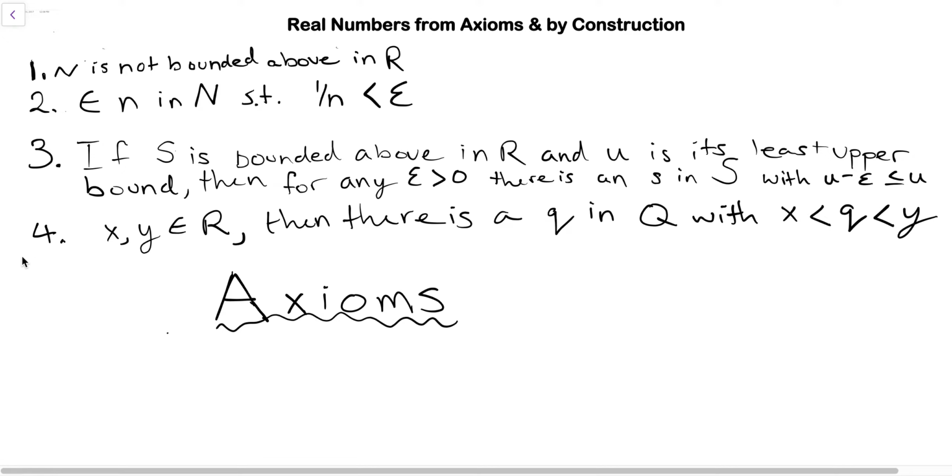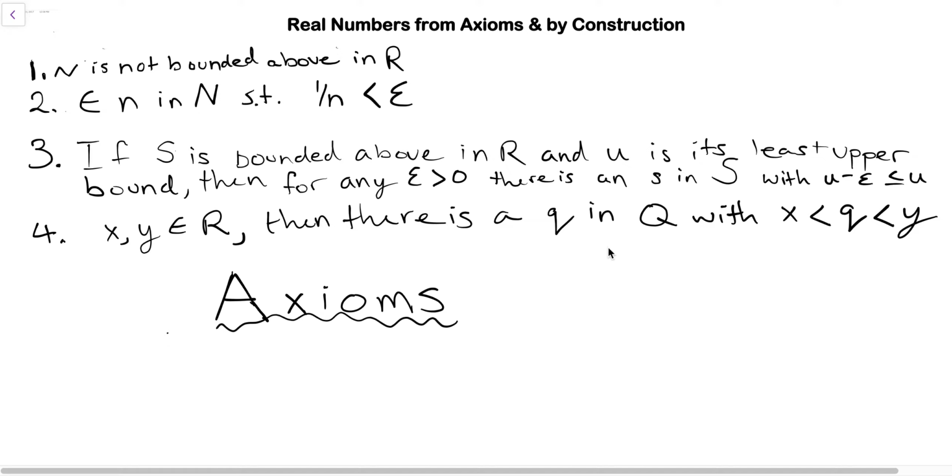Our fourth statement states, if there are some x, y that exist in R, which is our real field, then there is a q in the rational numbers that exists between those two points. So notice that none of these properties is part of the definition of a complete ordered field. And we know that the real numbers should be, at least theoretically, a complete ordered field.